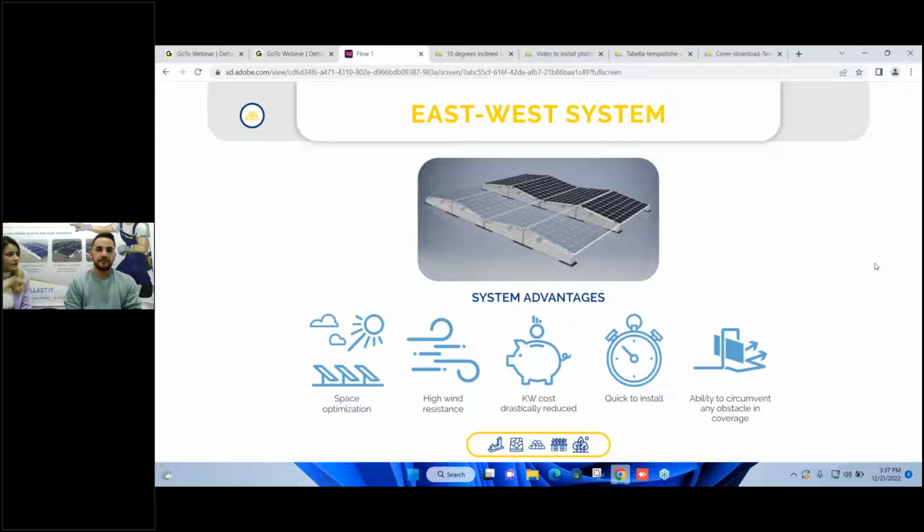Correct. So you can add or remove rows based on the roof you have, right? Yeah, exactly. So it's very flexible.